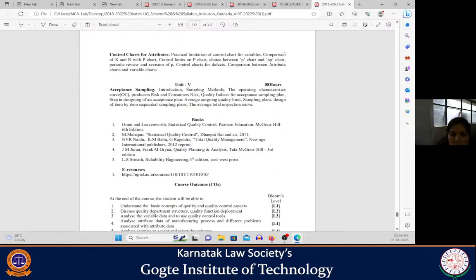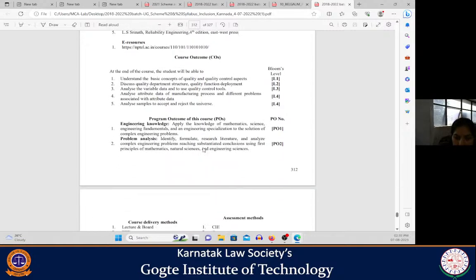The textbooks you can refer to are Mahajan, Naidu and Junar, which you can go through, and you also have L.S. Srinath's Reliability Engineering, 4th edition, which you can refer to for this statistical quality control subject.